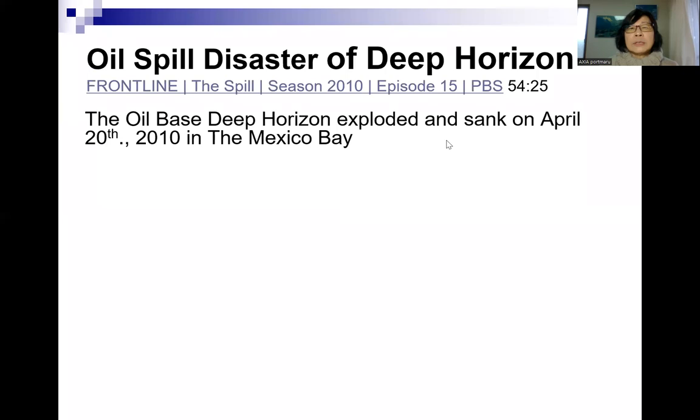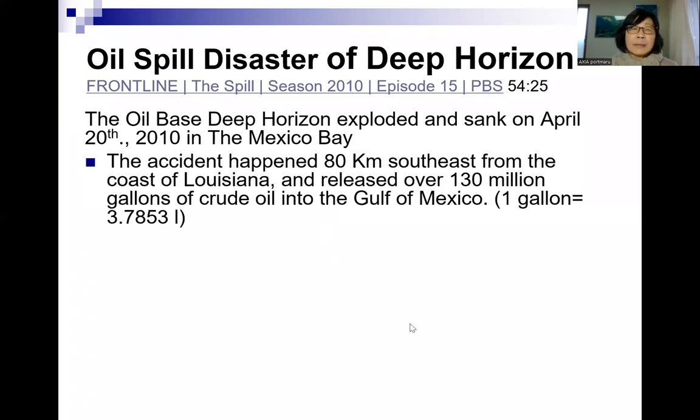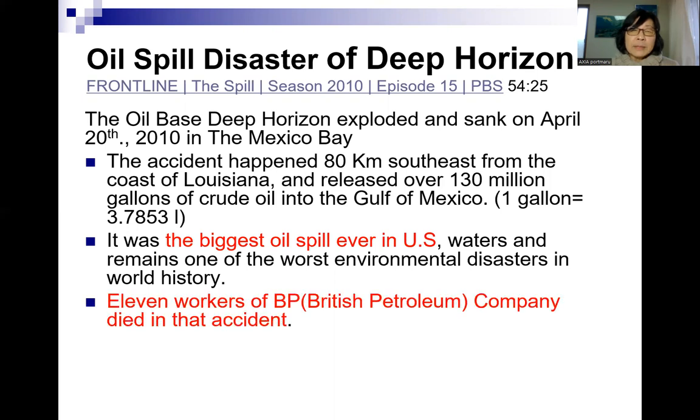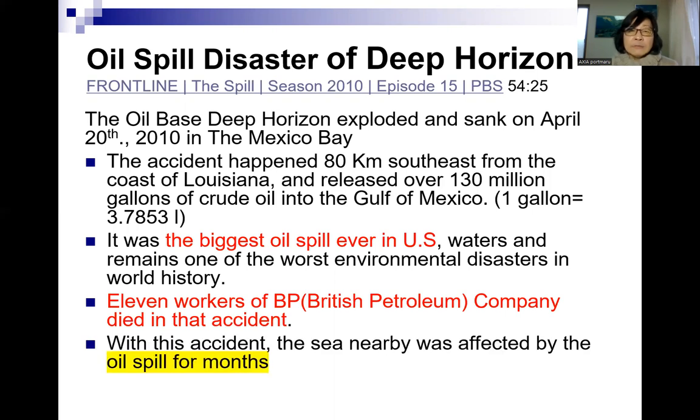After the explosion, it sank on April 20th, 2010 in the Gulf of Mexico. The accident happened 8 kilometers southeast of the coast of Louisiana and released over 130 million gallons of crude oil into the Gulf of Mexico. It was the biggest oil spill ever in the United States, and remains one of the worst environmental disasters in world history. 11 workers of BP, British Petroleum, died in that accident. The sea nearby was affected by the oil spill for months.